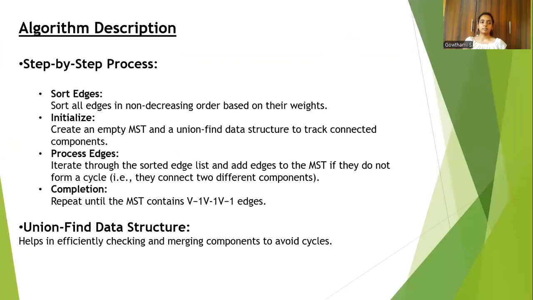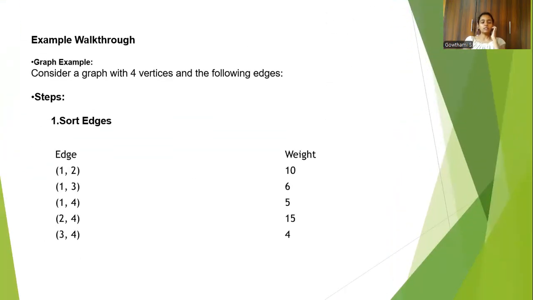Algorithm description, step-by-step process. Sort all the edges in non-decreasing order based on their weight. Initialize: create an empty MST and a union-find data structure to track the connected components. Process edges: iterate through the sorted edge list and add the edges to the MST if they do not form a cycle, that is, if they connect two different components. Completion: repeat until the MST contains V-1 edges. The union-find data structure helps in efficiently checking and merging the components to avoid cycles. So we'll see an example.